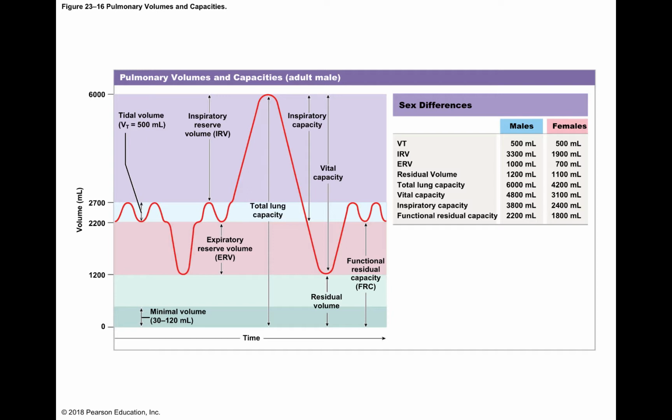Okay? The vital capacity, so vital, this is what's vital for life. That's why we call it the vital capacity. It includes the tidal volume, plus the inspiratory reserve and the expiratory reserve volumes, right? How much you can possibly blow out, how much you can possibly breathe in, and then the normal volume when you're breathing. So that's your vital capacity. So you're just adding these things together.